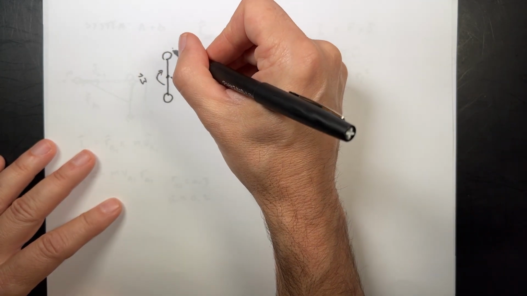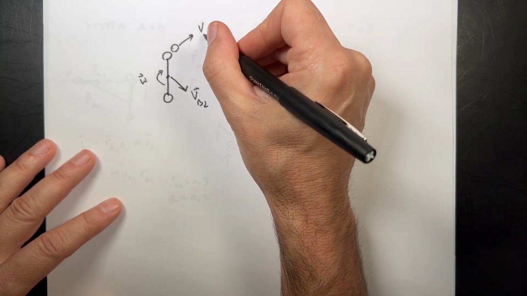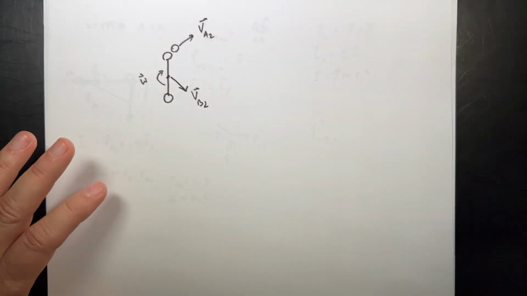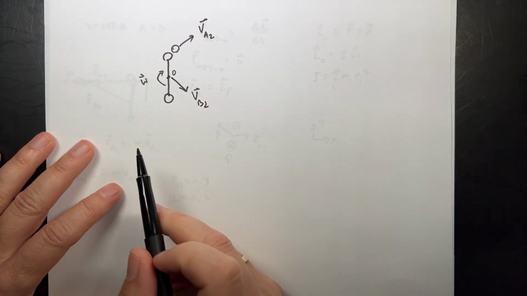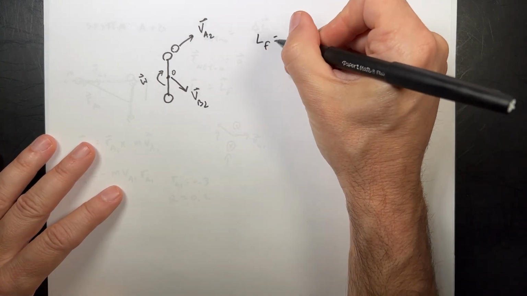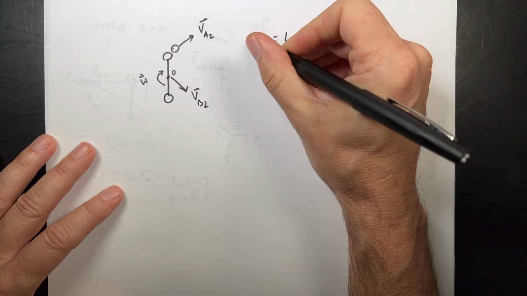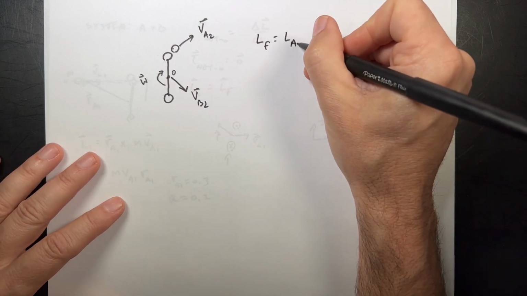And then my mass A is up here, like that. We'll call that VA2. And that's my point O. So I actually have 3 angular momentums. LF final is going to be LA. These are all vectors in the z direction, but I'm going to call them just constants.